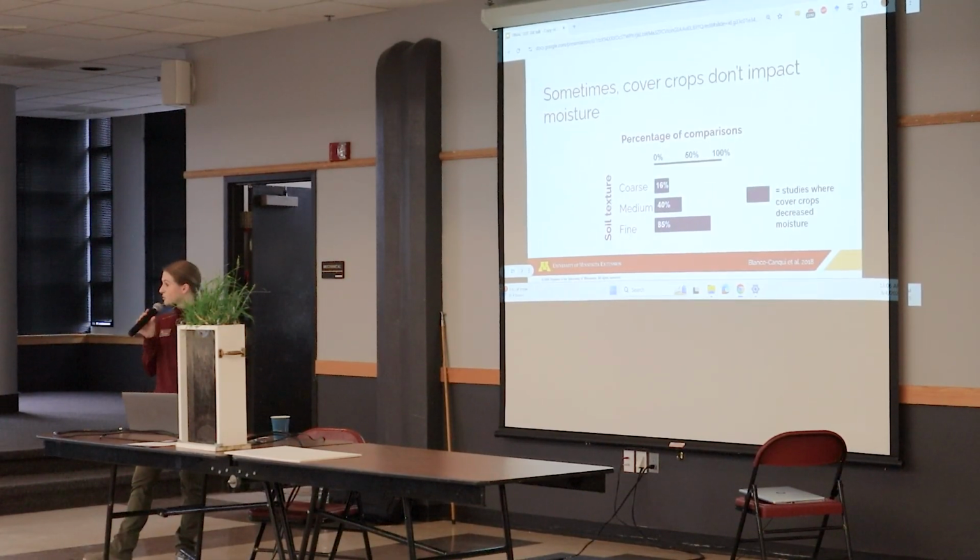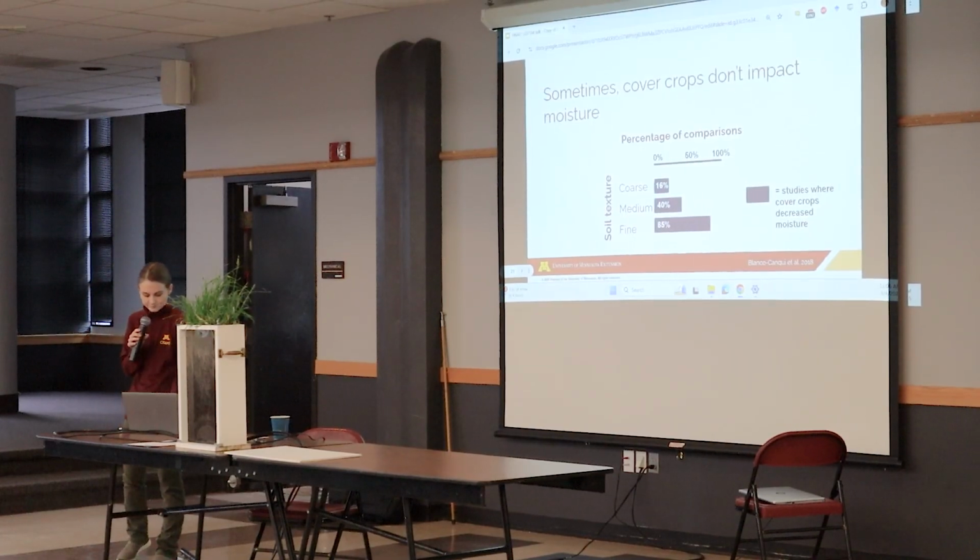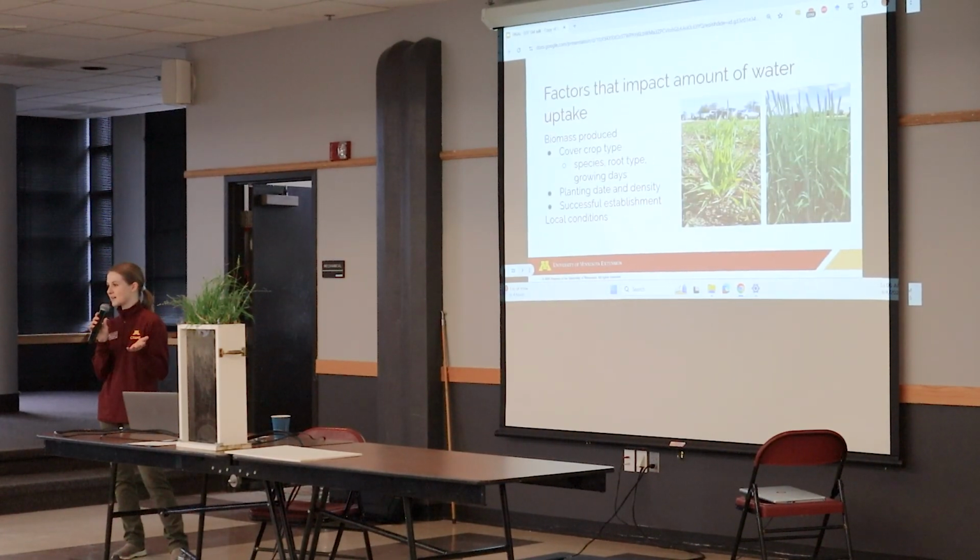And in the sandier, coarser soils where we really want to keep our moisture, we don't see many times that the cover crops decrease soil moisture. 1 out of 6 studies actually saw a decrease, but the rest of them were about the same in the moisture content. Why did we see such different impacts?